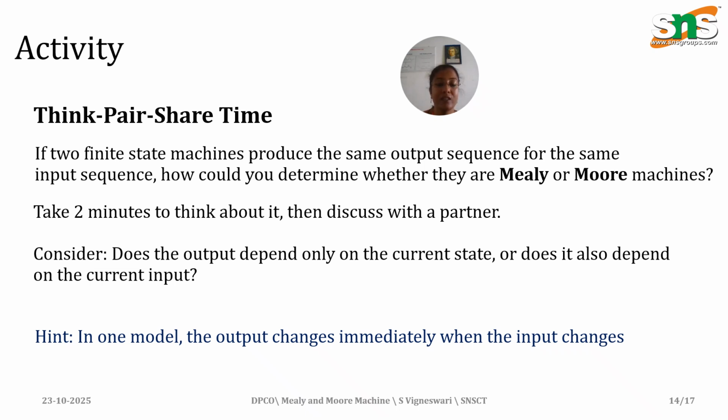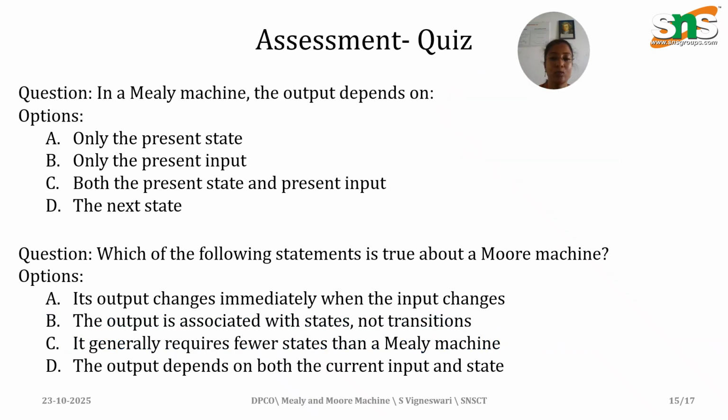If two finite state machines produce the same output sequence for the same input sequence, how will you determine whether they are Mealy or Moore machines? So we have to consider whether the output depends upon the current state or the current input, and accordingly we will decide whether it is a Mealy model or a Moore machine.